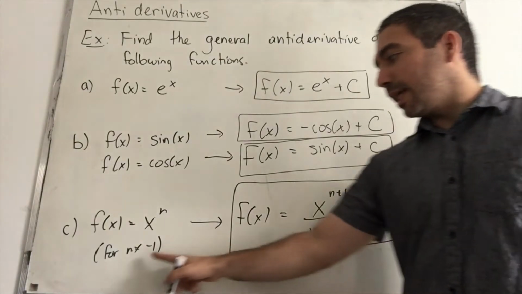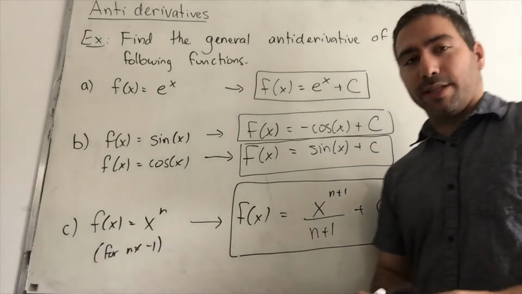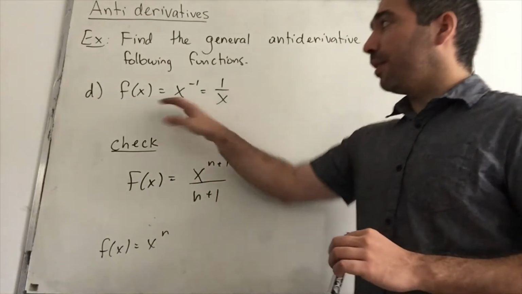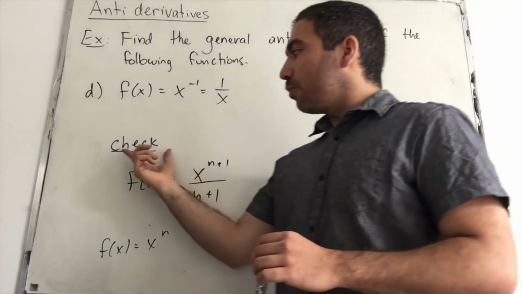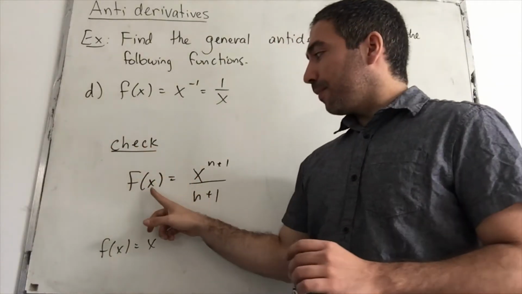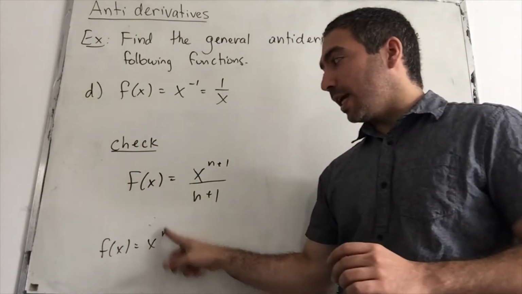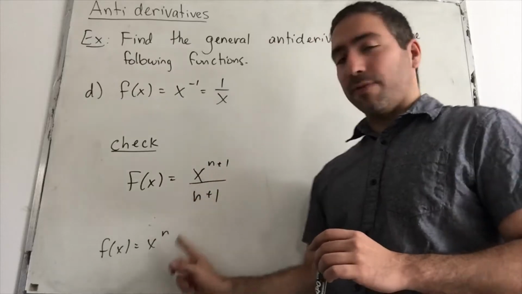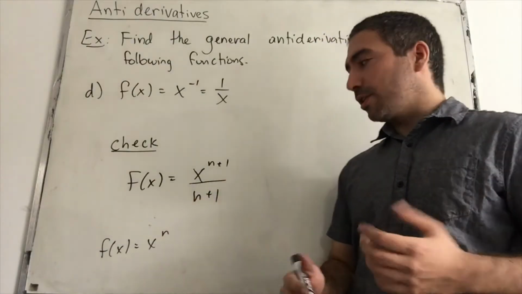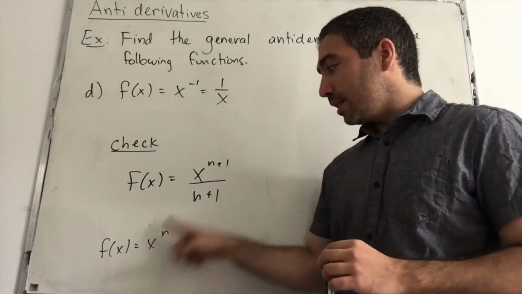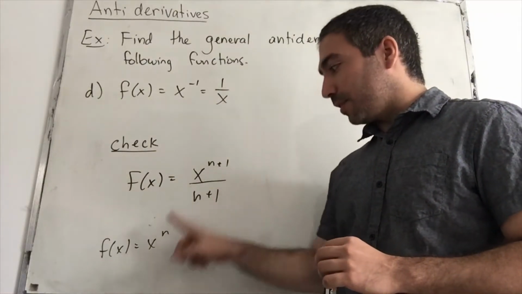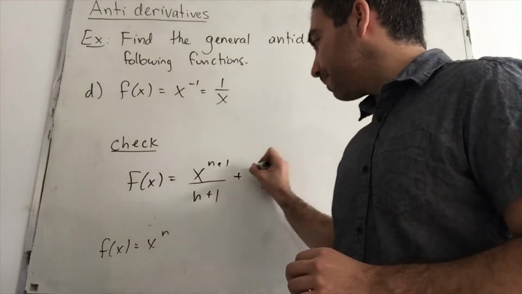Okay. Let's look at the case where we have -1 in the exponent. But before we continue with this example where the exponent is -1, let's just verify our work. We saw in the previous example that the antiderivative of x to the n is x to the n plus 1 divided by n plus 1. How can we be sure this is right? Well, let's take the derivative of this and see if we get back what we started. If this is the antiderivative, then the derivative of this has to be this. Don't forget your plus c.